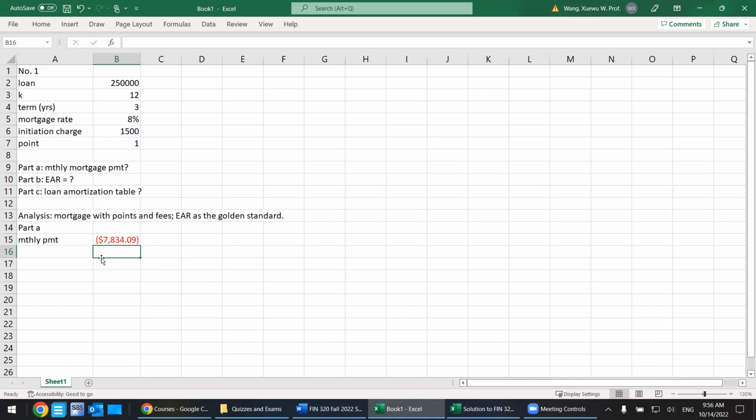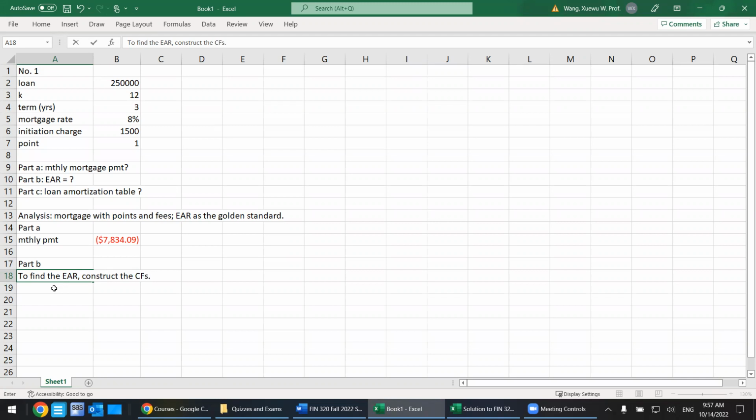All right, $7,834. Okay, and do you see I have been careful to consider the monthly interest rate, to count the number of months, and to use the loan as the cash inflow and as the present value. All right, so the EAIR. To find the EAIR, the methodology is always, construct the cash flows from this mortgage.